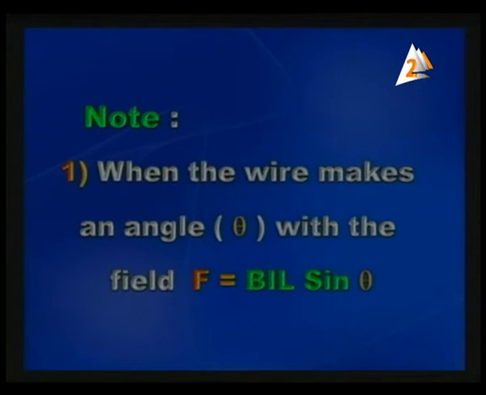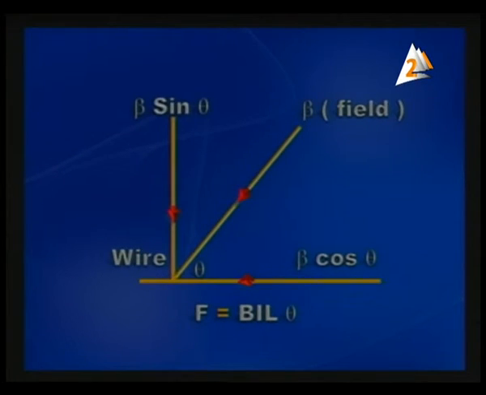Note, we've got something very important here. When the wire makes an angle theta with the field, the relation used to determine the magnitude of the force is F is equal to BIL sine theta. Thus, when the field makes an angle theta with the wire, the formula used is F is equal to BIL sine theta.